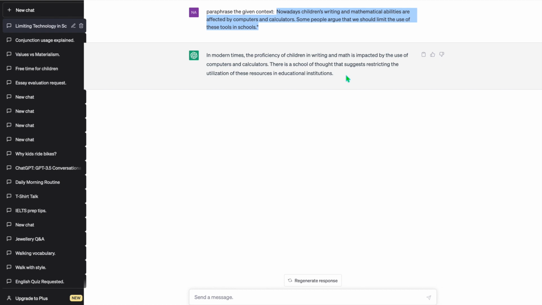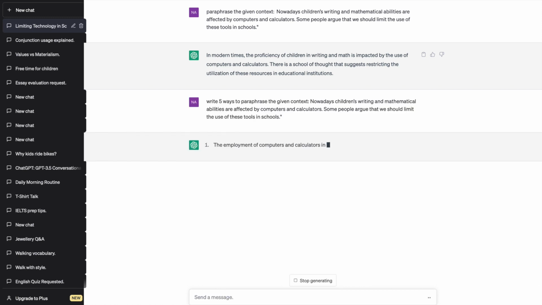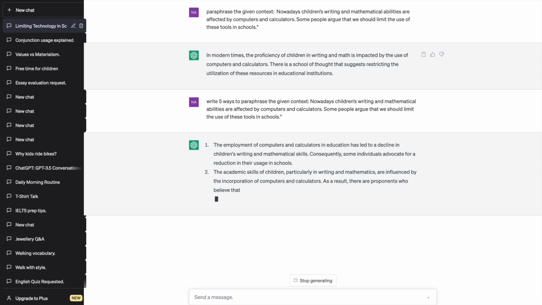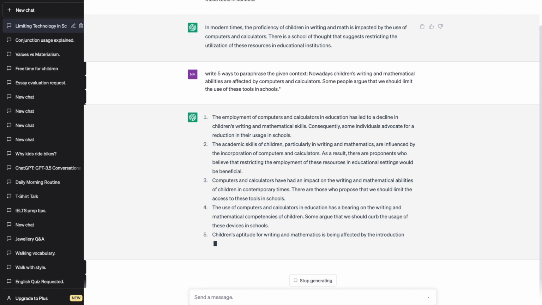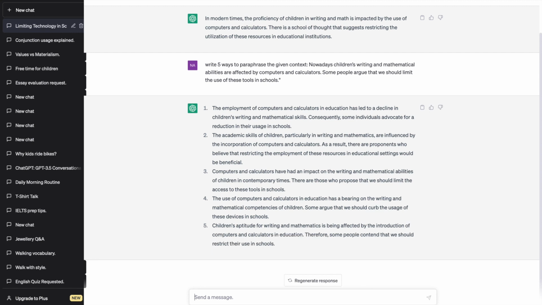Okay, let me ask it more. If we want to describe the same statement in different ways, so what we have to do, I would write here, write... you can see it has given us 5 different ways that how you can paraphrase the same context, the same statement. Okay, I hope you found this useful.